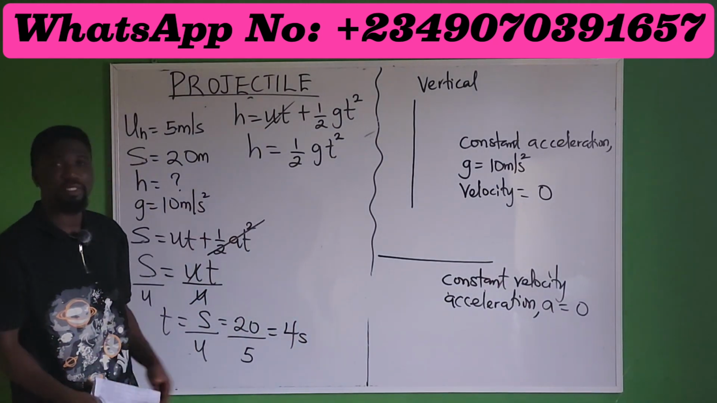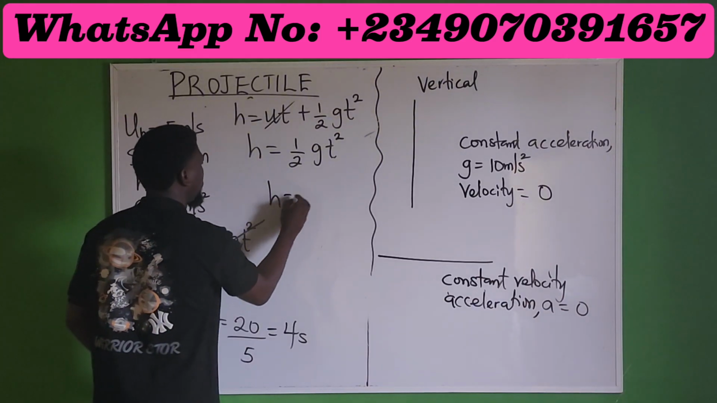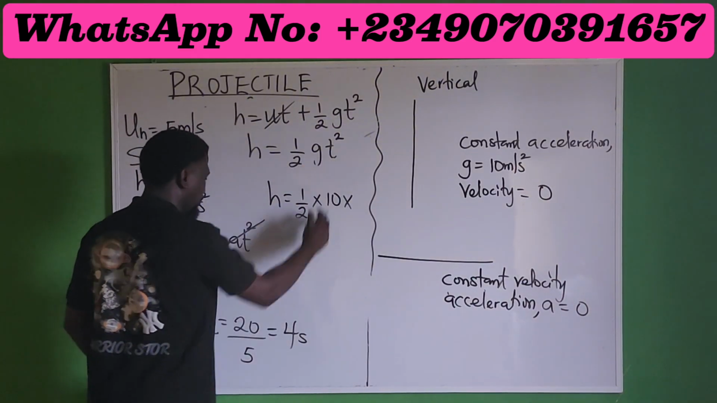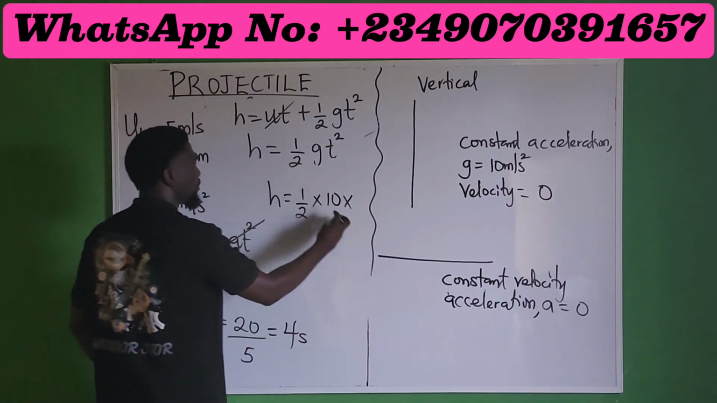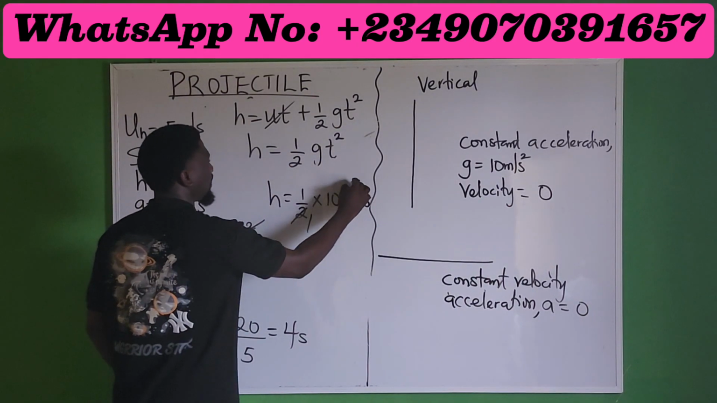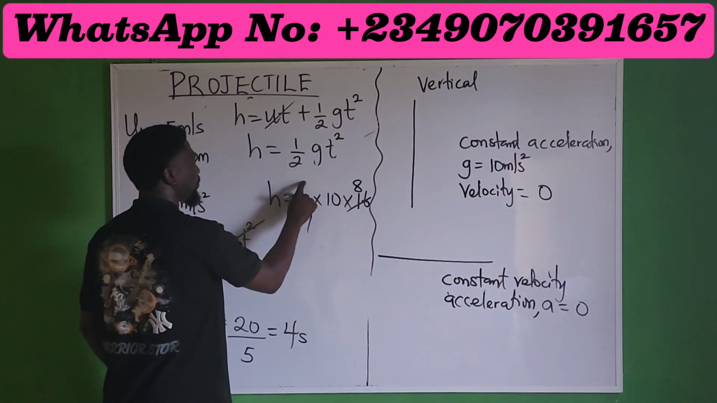So now let's get h. So h now is equal to half multiplied by g, which is 10, and t is 4. So 4 squared is 16. 2 here 1, 2 and 16 is 8. And 8 times 10 times 1, that will give us 80 meters.